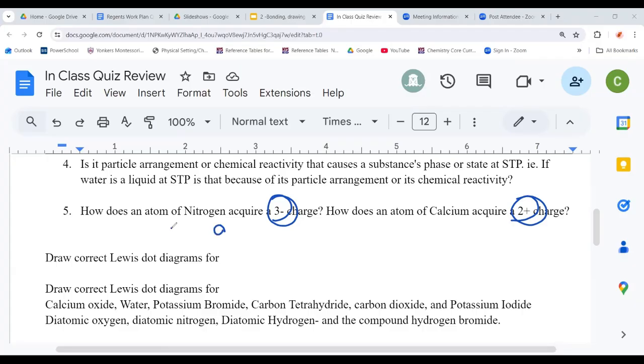Nitrogen gains 3 electrons to get that charge, and calcium loses 2 electrons to get that charge. So that's the correct answer.